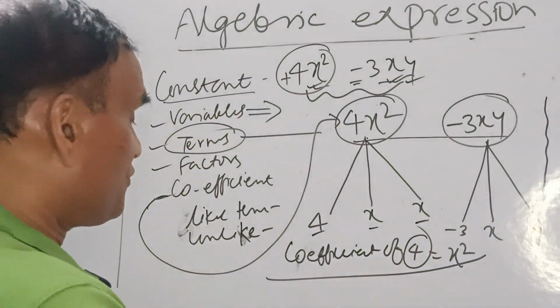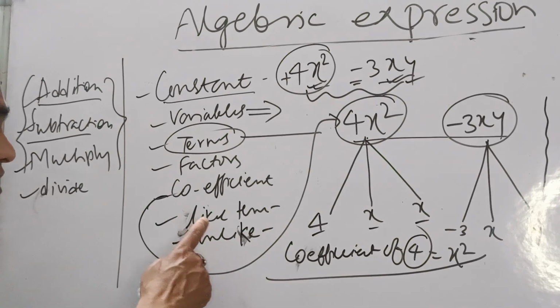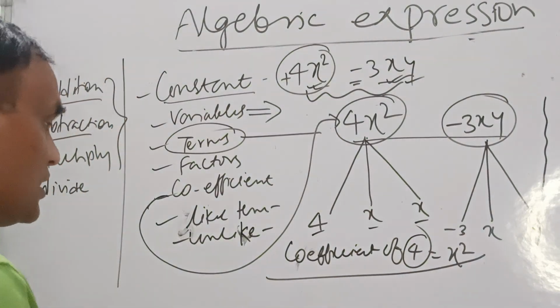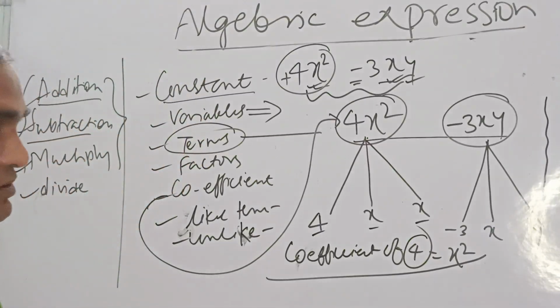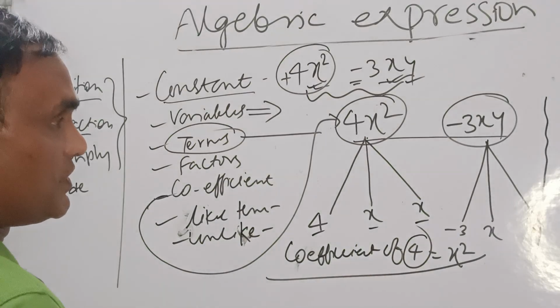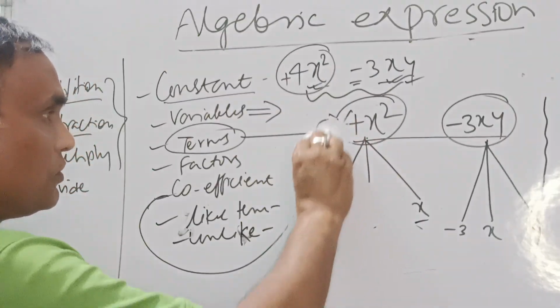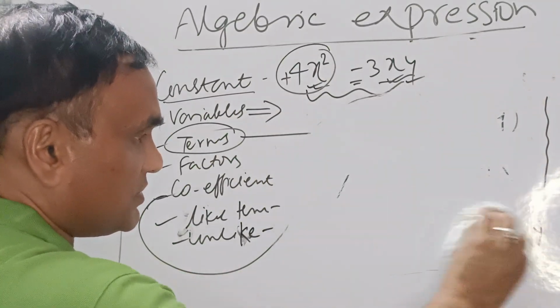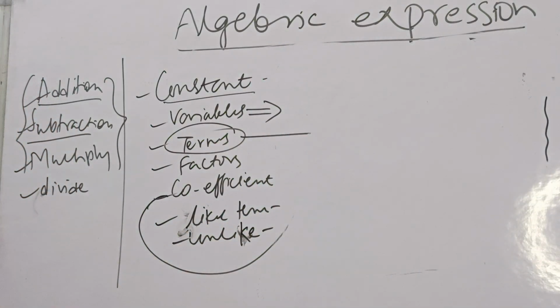Now we'll further see like terms and unlike terms. Now another topic starts from here, like term and unlike term. So you can note it down and we'll see another topic, that is like term, unlike term. Now I'll delete this. Okay, so you can take a screenshot or you can note it down. Okay, done. I am going to delete this. So now we'll see like term and unlike term. What are the like term and what are the unlike term?